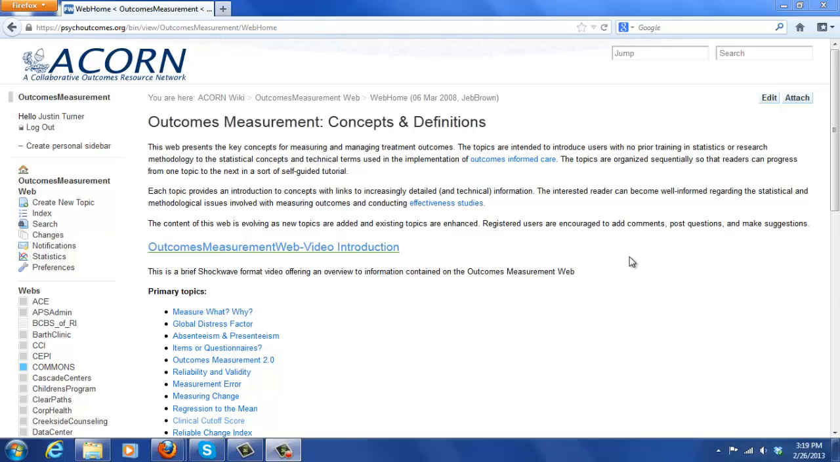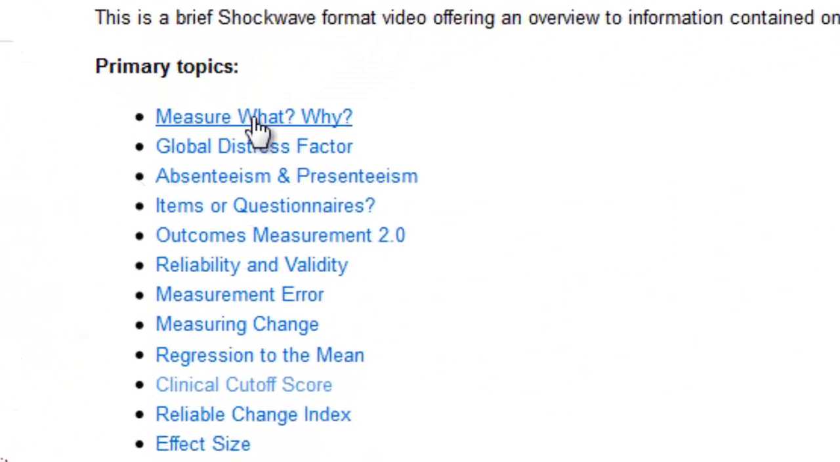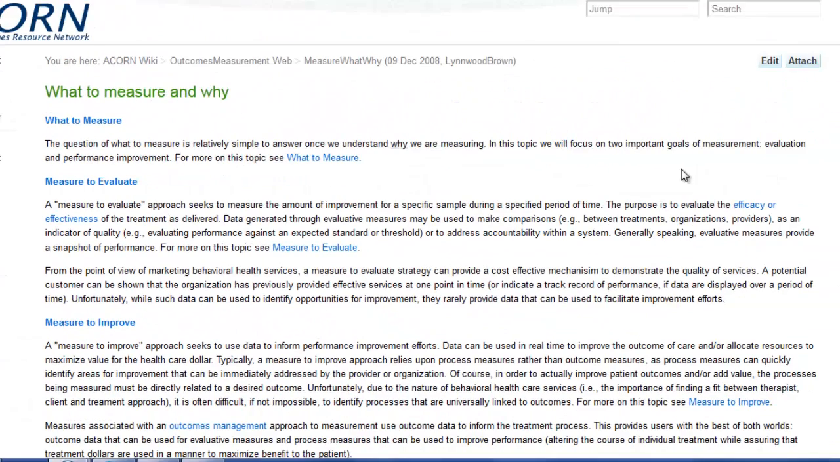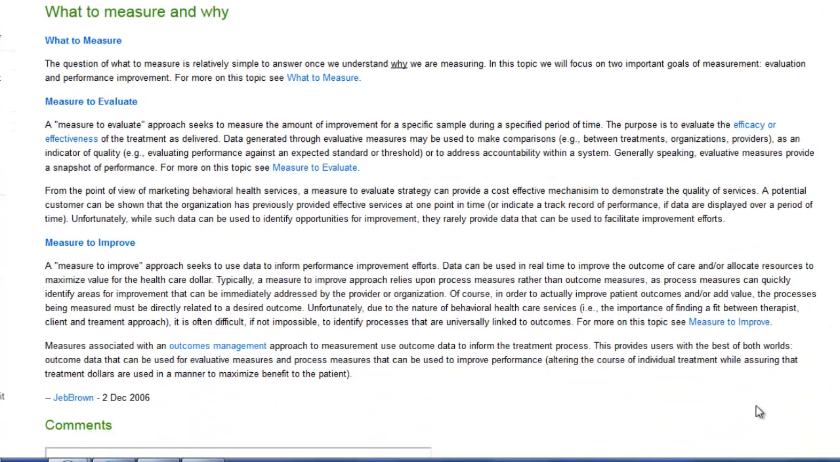I'll draw your attention to a couple of the topics that I think will be of particular interest, starting with the topic entitled Measure What and Why. We've worked with a number of organizations now for several decades, and one of the most common mistakes an organization can make is that they'll have the idea that they need to start measuring something, so they'll start talking and looking at various outcomes measures, and so they choose some outcome measure to use. What they end up measuring is dictated by whichever outcome measure they ended up choosing, without having really thought about what they wanted to measure, and particularly why they wanted to measure.